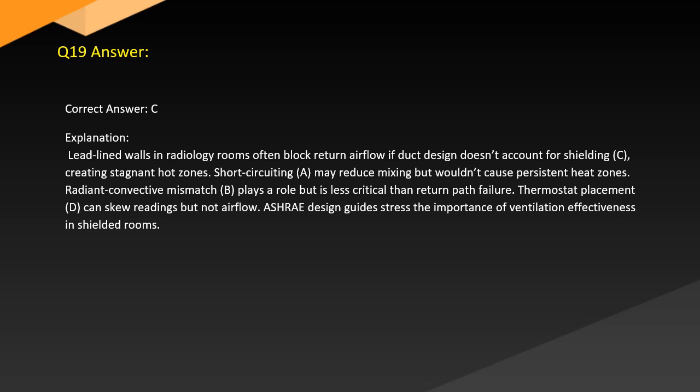Answer. Correct answer: C. Explanation. Lead-lined walls in radiology rooms often block return airflow if duct design doesn't account for shielding, creating stagnant hot zones. Short-circuiting (A) may reduce mixing but wouldn't cause persistent heat zones. Radiant-convective mismatch (B) plays a role but is less critical than return path failure. Thermostat placement (D) can skew readings but not airflow. ASHRAE design guides stress the importance of ventilation effectiveness in shielded rooms.